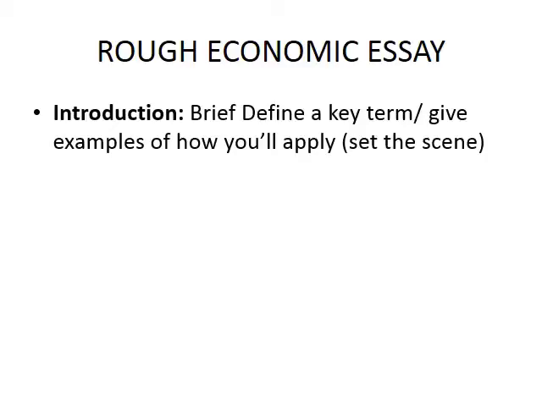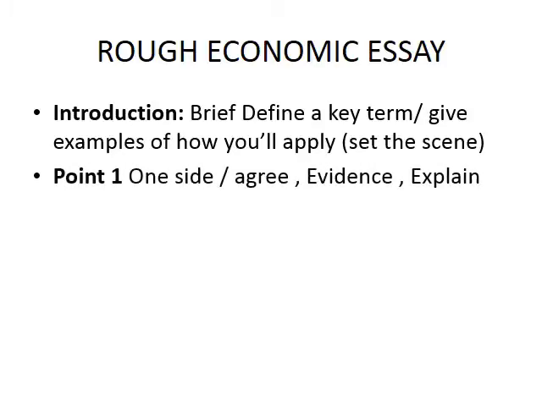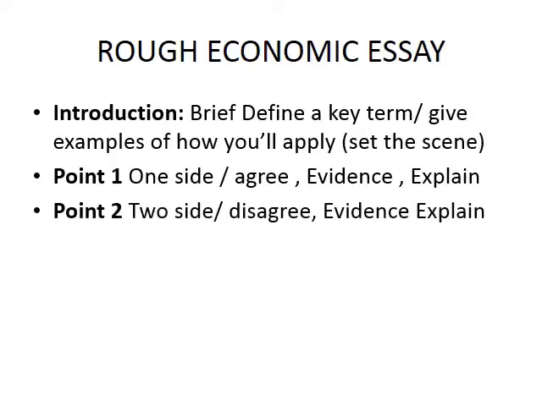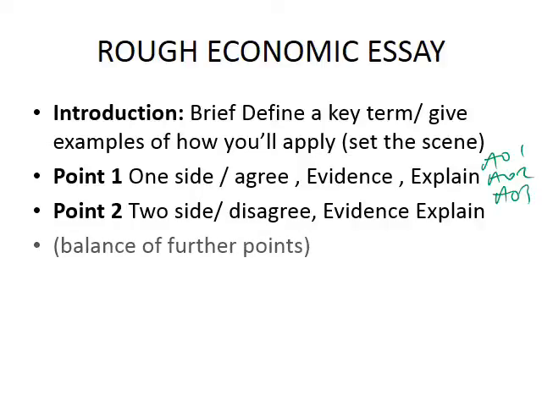Just a rough outline of an economic essay: brief introduction, maybe a key definition, using some key terms and examples of how you're going to apply, setting the scene. First paragraph, point, agreeing with the statement in the question, evidence and explaining. Second paragraph, the other side or the disagreement with the statement, again, evidence and explaining, and you will go through EO1, EO2 and EO3 in those.